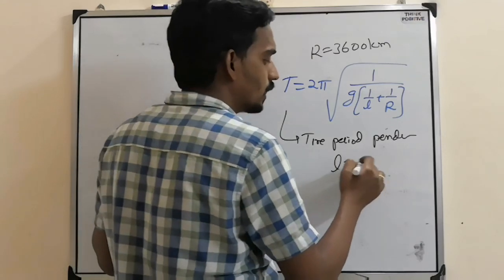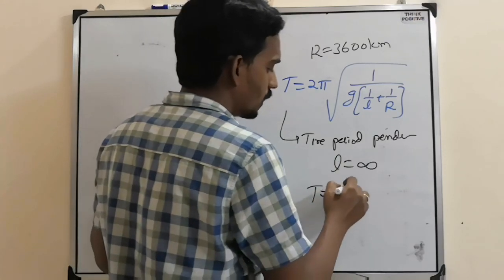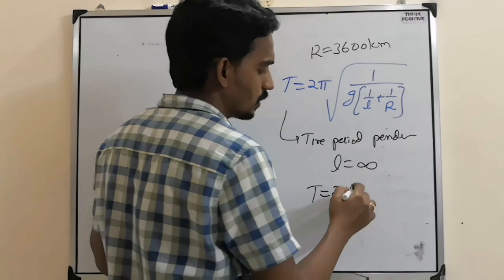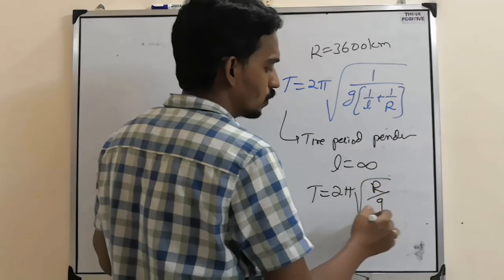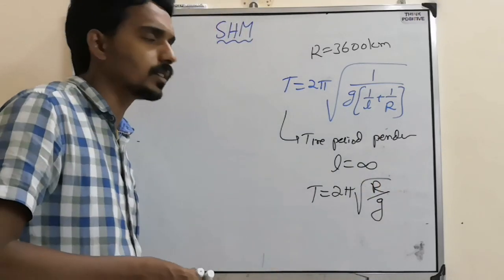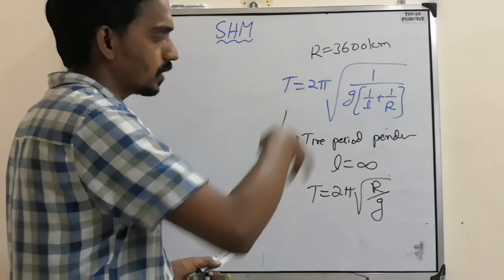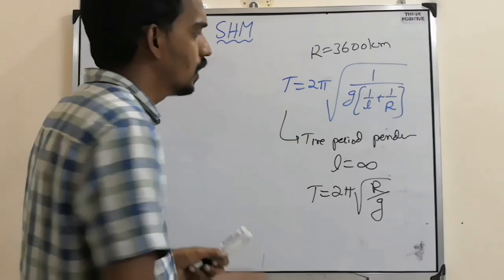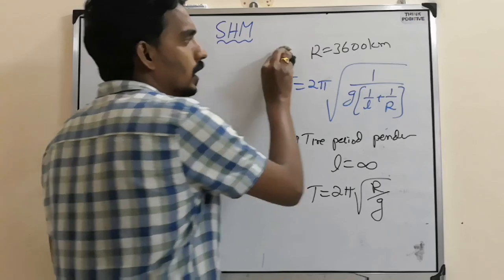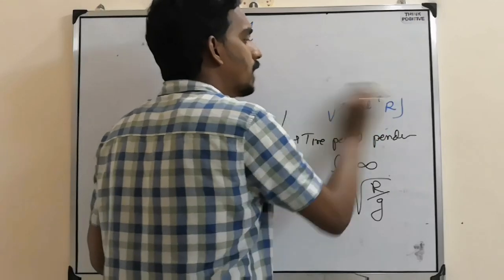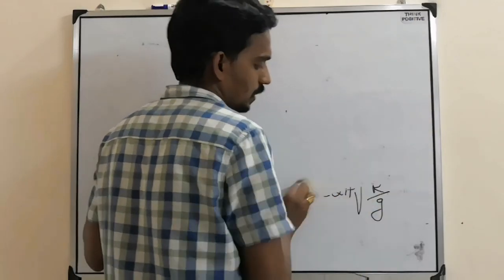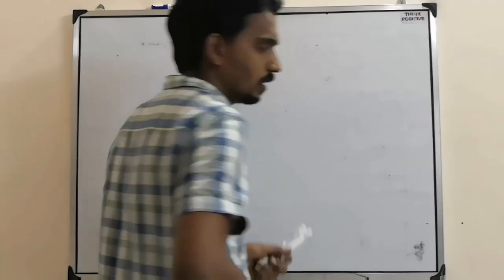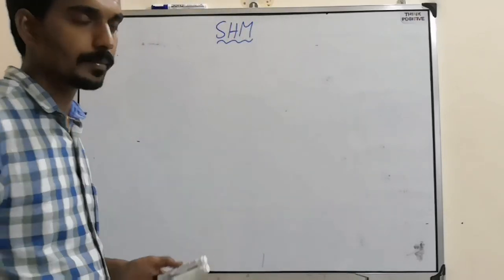If the pendulum is having infinite length, then the time period will become: 1 by infinity is 0, so 2 pi root R by g. Chances are there, they can ask questions based on this particular situation. So these are the two formulas related to a pendulum having great length or infinite length, very huge length.